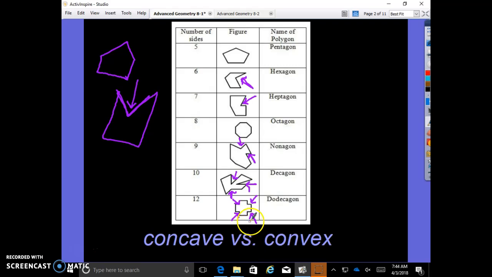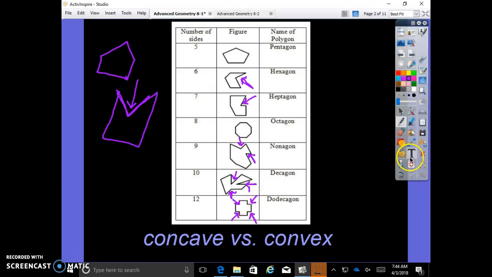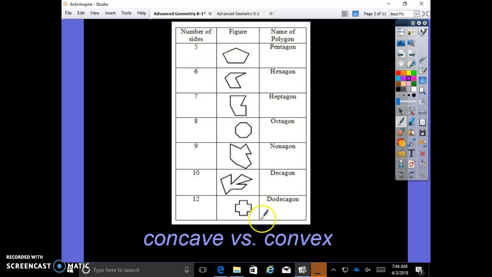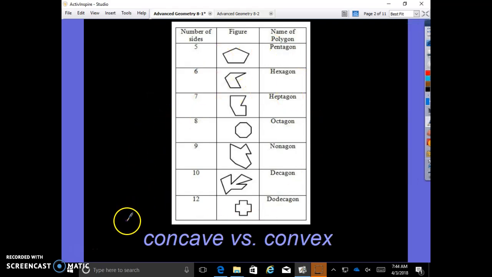All right, so now that you know a little bit about convex versus concave, I want you guys to copy this down so that you know how to name any polygon. I'm going to pause this video and you can do the same so that you can copy this down. All right, you guys should be done copying this down. So in addition to these shapes, there's also 3 sides is a triangle and 4 sides would be a quadrilateral.